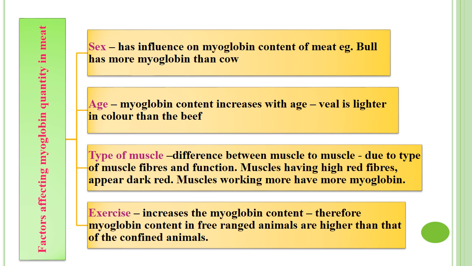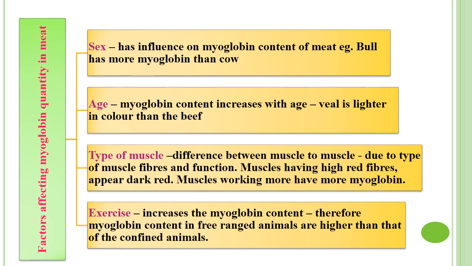Then type of muscle. So between muscle also there is a color difference due to there is a difference in muscle fiber and their function. So some muscle has got more red fiber, some muscle have less red fiber. So that makes a difference in color. Similarly, the function or activity. So those muscle which are highly active, they will have more myoglobin and dark in color. And similarly, more working. Some animals who are working, some muscle will be more working. So those muscle will be having more myoglobin and dark.